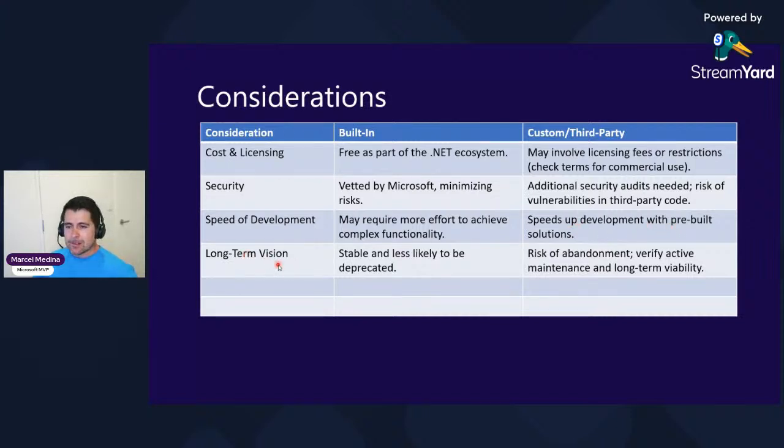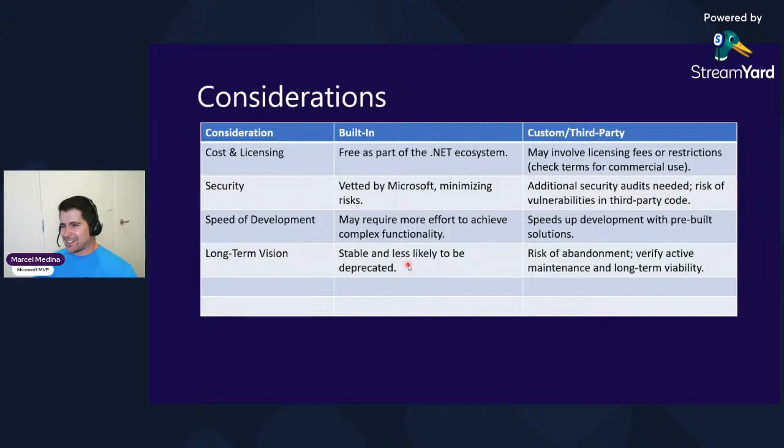All right. Long-term vision, part of your technical roadmap. It's something to be decided with the team, right? Considering also if that's going to die or not, whether it's stable and less likely to be deprecated. Yes and no, right? The OpenAPI Swashbuckle was removed from .NET 9.